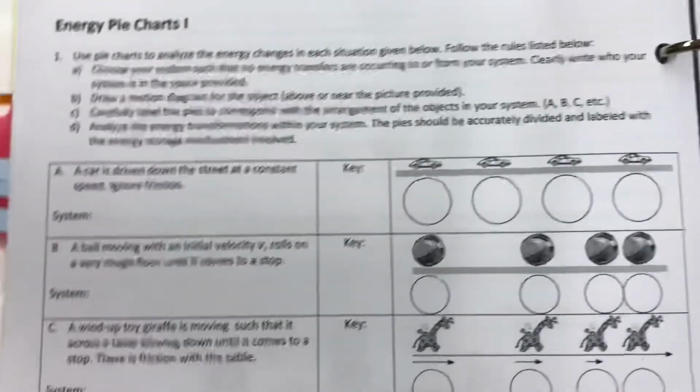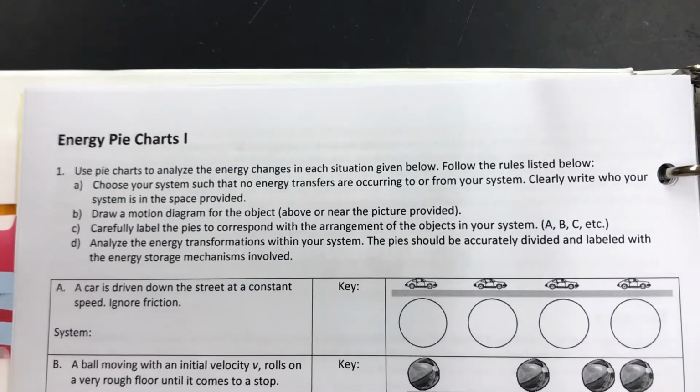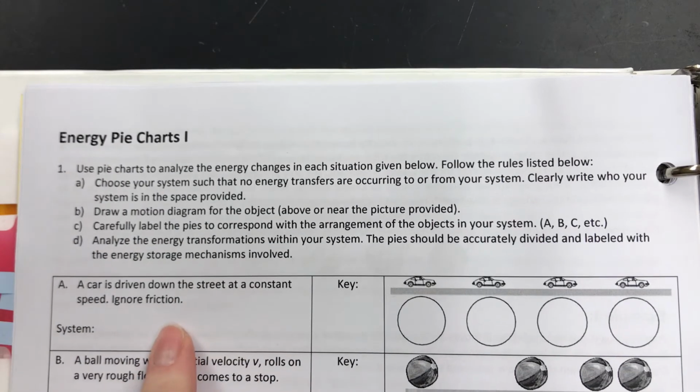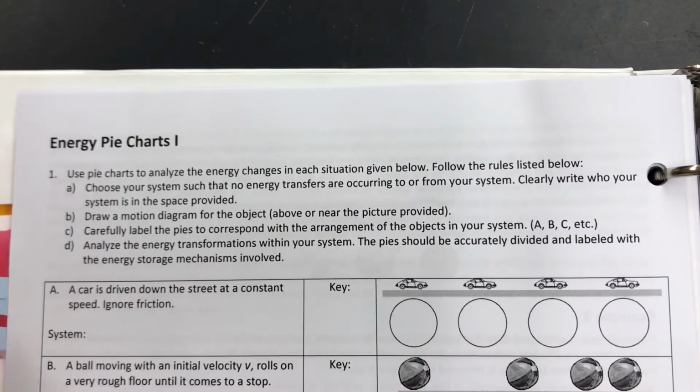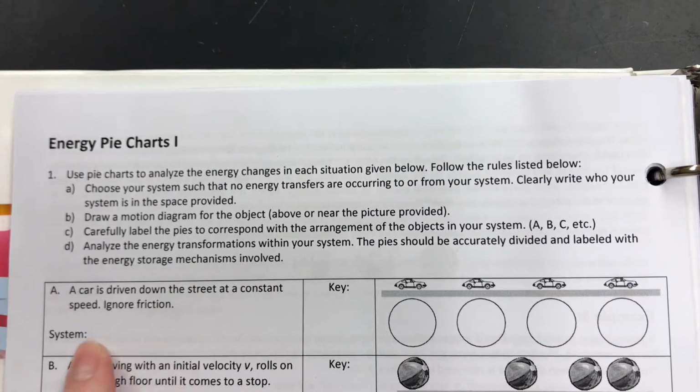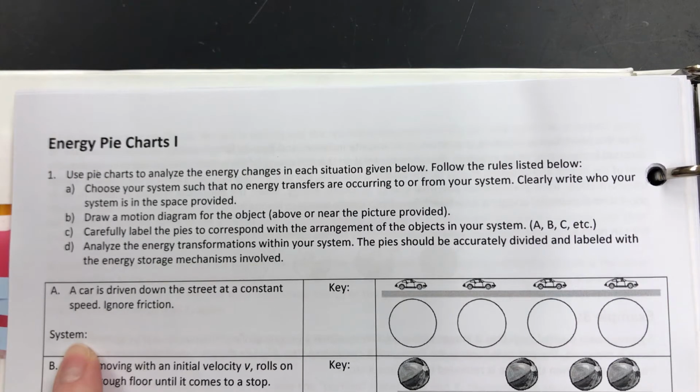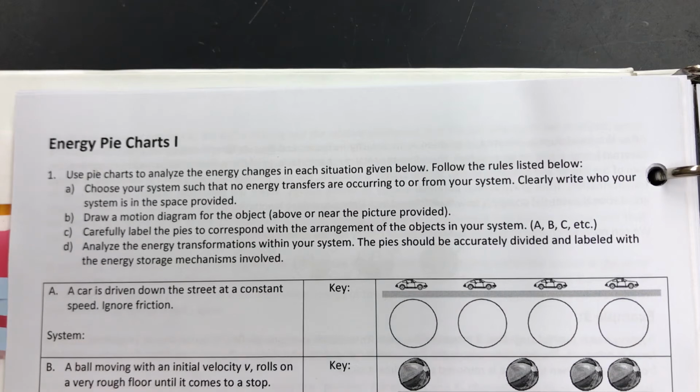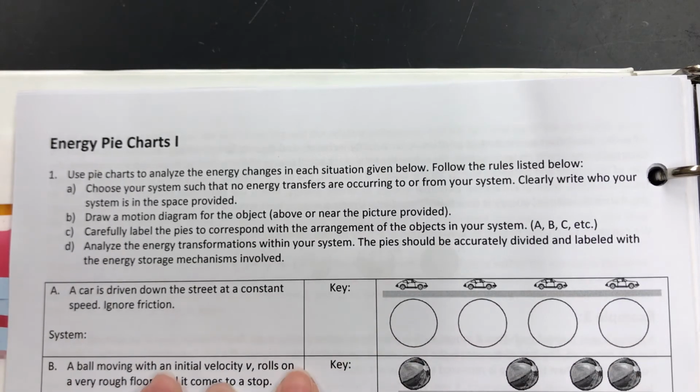Now on the next page is Energy Pie Charts 1. There are some examples of situations where the energy is changing. Sometimes it's going to be easy and sometimes it's going to be hard. You need to say what you're going to include in the system. Remember that if you include everything in the system, then you can actually make sure all the energies are included.